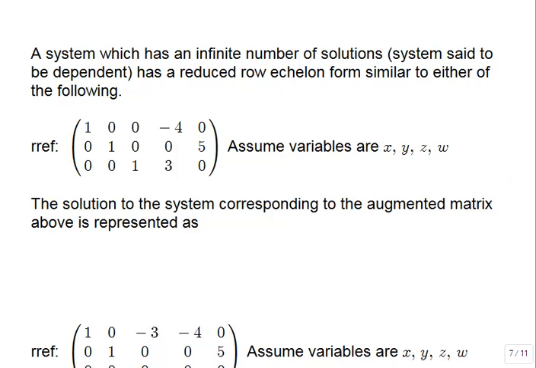So these are, in a 2 by 2 case, like coinciding lines, or in a 3 by 3 case, coinciding planes, or something similar to that. So let's look at the 2 possible ways that you might see a dependent system.